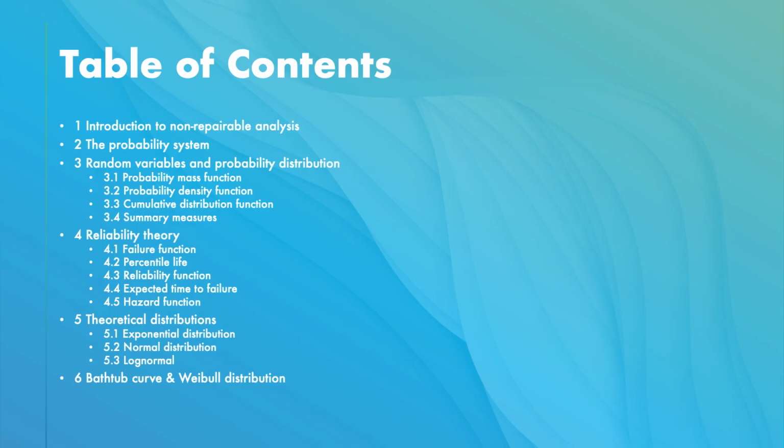So we have here the table of contents and we have a very busy schedule, let's say, where we have 6 topics and several subtopics of interest. Because this involves a little bit of probability theory and statistics knowledge, we will give a recap on section 2 and 3. We'll enter the advanced topics on section 4 and we will discuss some theoretical distributions. One of them that you probably already know is the normal distribution, and we will end up with the bathtub curve and the Weibull distribution.